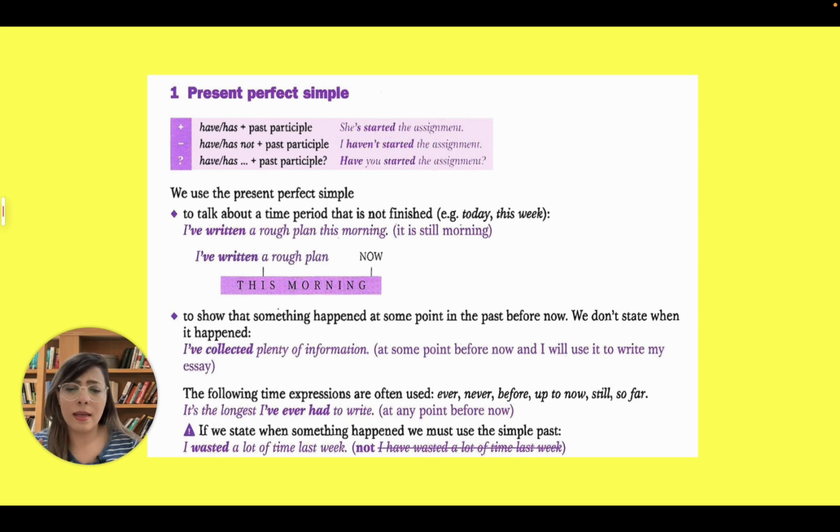You know that something happened at some point in the past before now, but you don't know exactly when. I've eaten sushi, when exactly? So the following time expressions are often used.